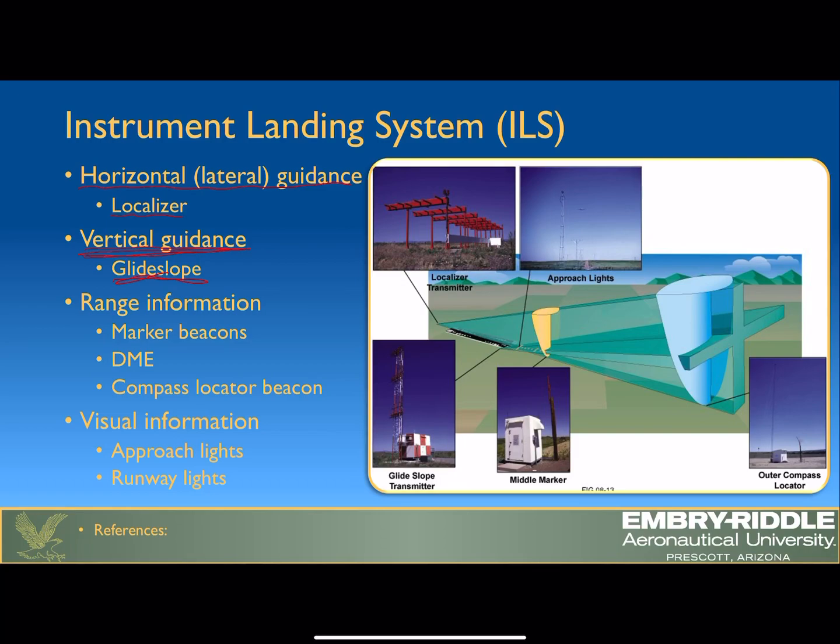And then we have range information. So not only do we need horizontal and vertical guidance, but we also need to know how far away from the runway I am. And there's a couple of things that we can use to help us get range information. First is marker beacons. So there can be beacons along the approach path that help us identify how far we are in respect to the runway. Then there's just DME, which we've talked about, distance measuring equipment, as well as, in some cases, compass locator beacon.